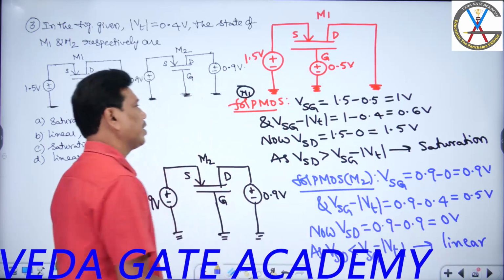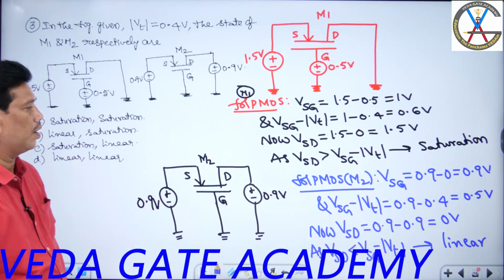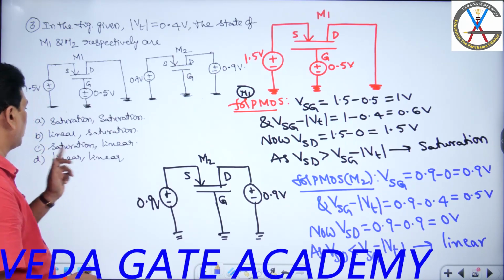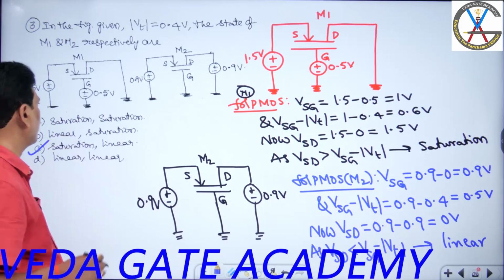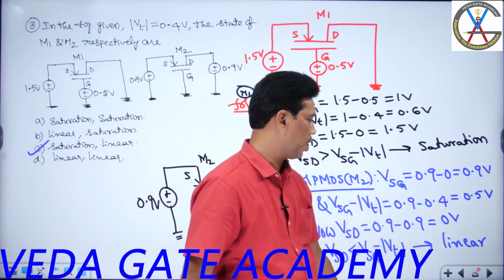So the first one is in saturation, sir. The second one is in linear. So option is what, sir? Linear, saturation and linear. So option is C. So M1 is in saturation, M2 is in linear region, students. Remember now? Check out the next question now.